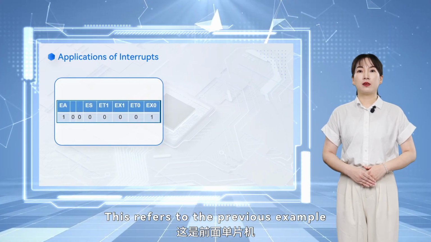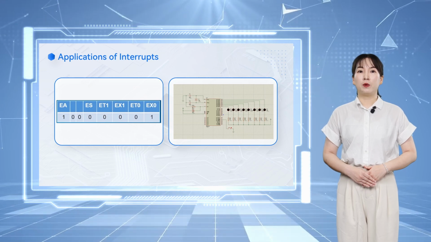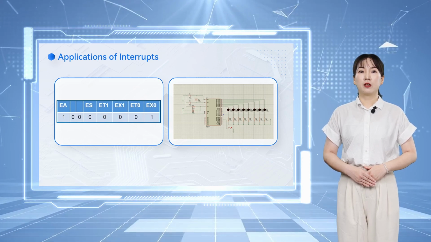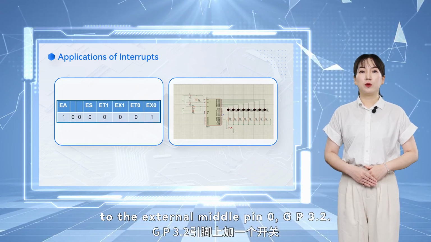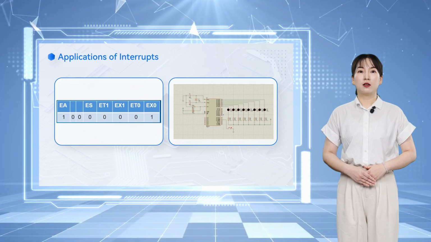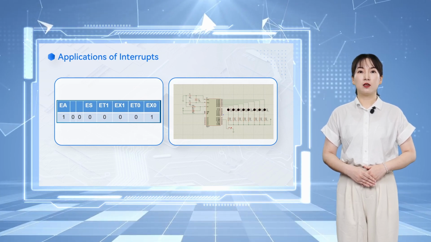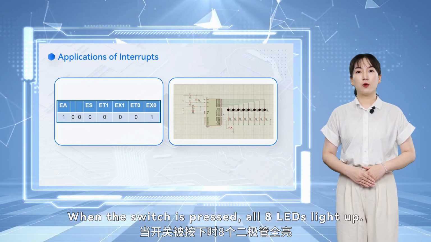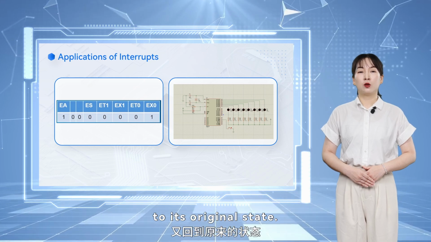This refers to the previous example of controlling the shift register LEDs with a microcontroller. Let's examine the effect. Currently, we have added a switch to the external interrupt pin 0, P3.2. When the switch is not pressed, the effect remains unchanged. When the switch is pressed, all 8 LEDs light up. Releasing the switch returns the system to its original state.